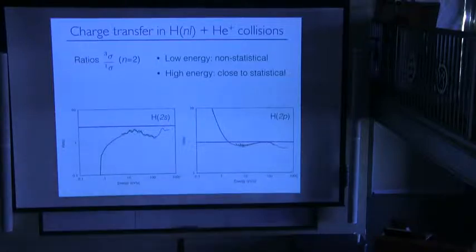So what happens finally to this triplet to singlet ratio? Here is what happens for n equal 2. So you start with hydrogen 2s or 2p. You have the statistical value here in blue. And so you can see that at low energy, again, there's no way to really understand what's going on except by computing the potentials accurately. At high energy, it seems to go towards more or less a statistical value.